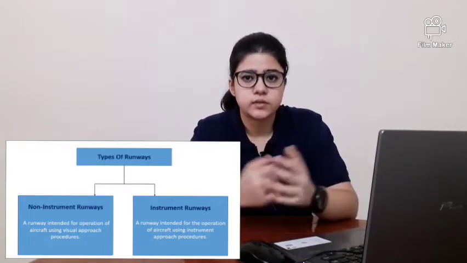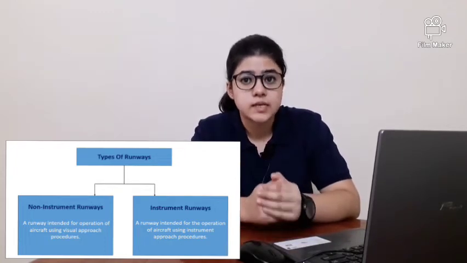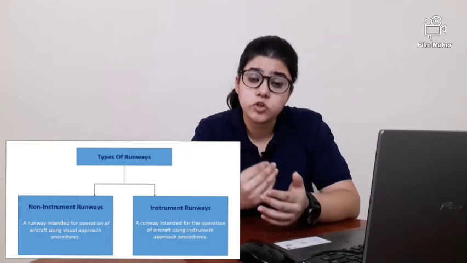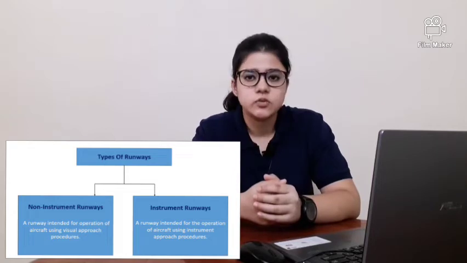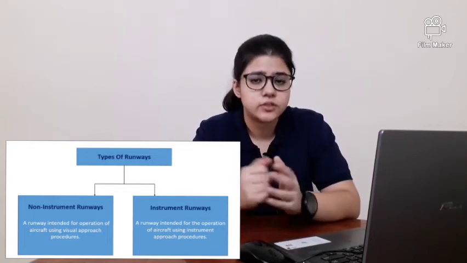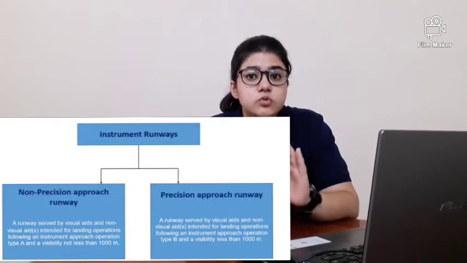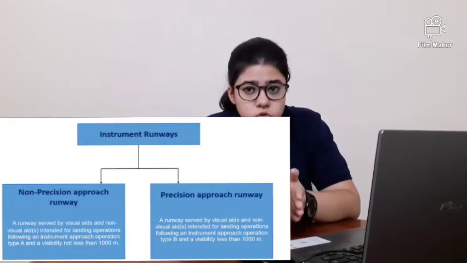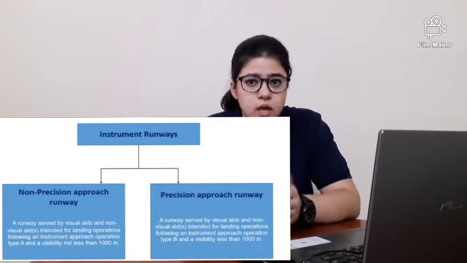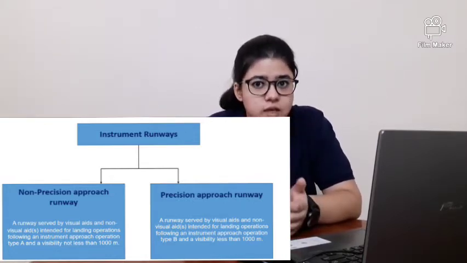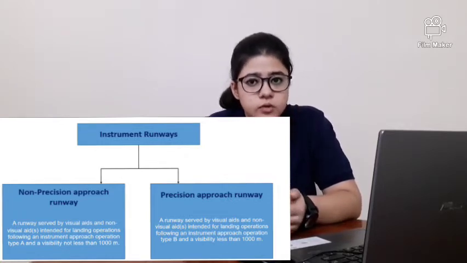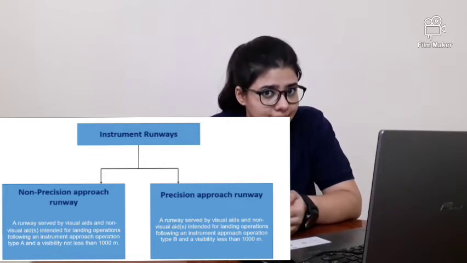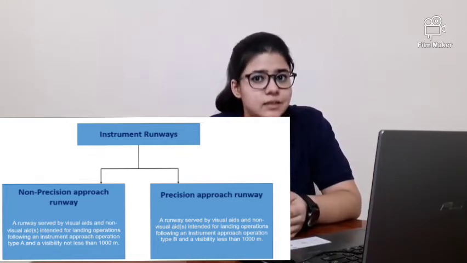Runways are divided into two categories: instrument runways and non-instrument runways. Non-instrument runways are the ones in which approaches are made using visual approach procedures, and in instrument runways the approaches are made using the instrument landing procedures. The instrument runways are divided into two further categories, that is precision approach runway and non-precision approach runway. Non-precision approach runway is the runway served with visual as well as non-visual aids intended for landing operations using instrument approach operation type A and a visibility of not less than 1000 meters.